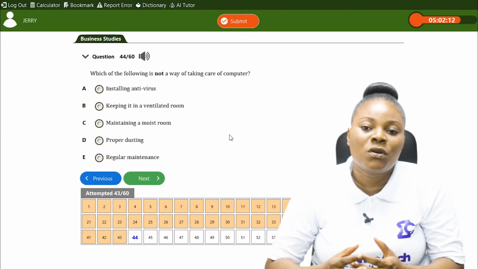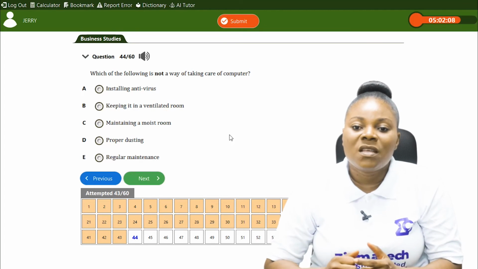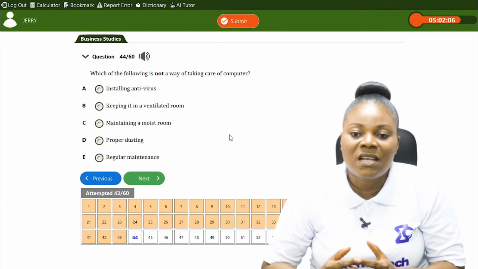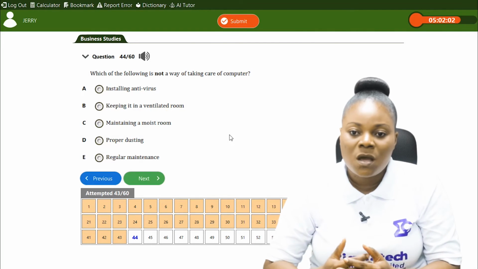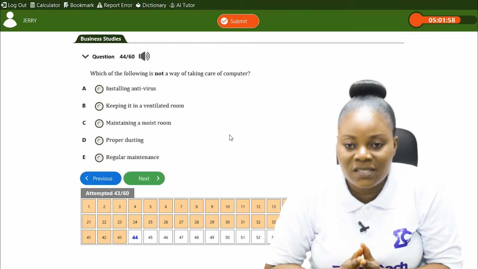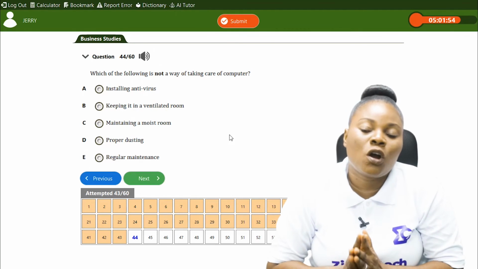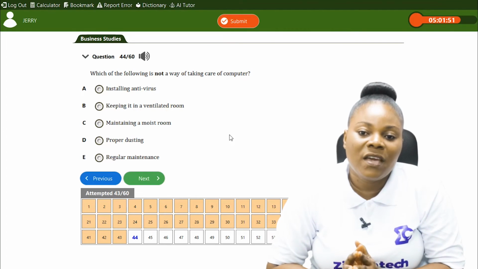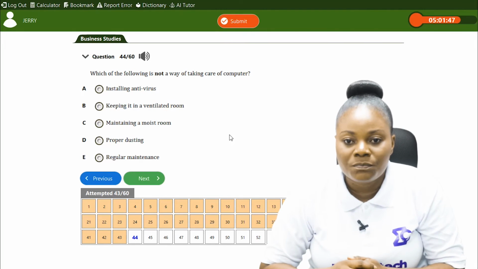You know, a computer produces heat. So if you keep it in a room that is not properly ventilated... what do you mean by a ventilated room? It's a room that has enough windows where air can come in to cool your computer system. So to take care of your computer system, it must be kept in a well-ventilated room.